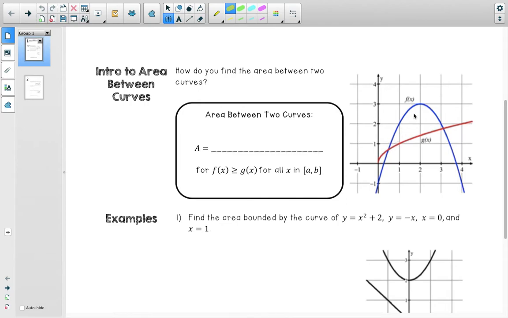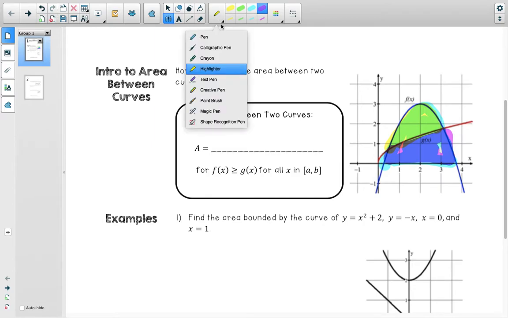So if I wanted to find the area between the red and the blue curve, so let's say it was this area right here, okay? So what you do to find that area is you find the entire area under the blue, okay? And then you subtract the area under the red, you're left with this right here, and that's what you want. So to find it, basically you're going to take the top function minus the bottom one.